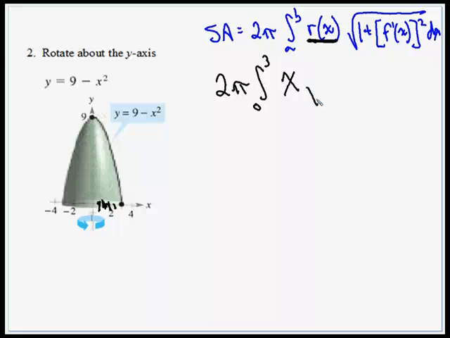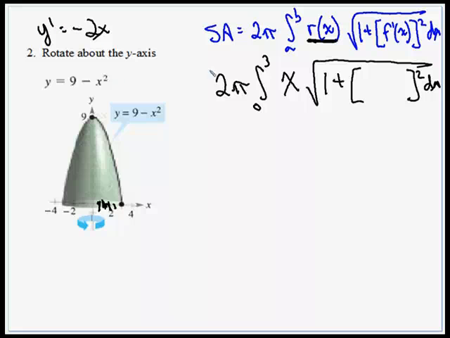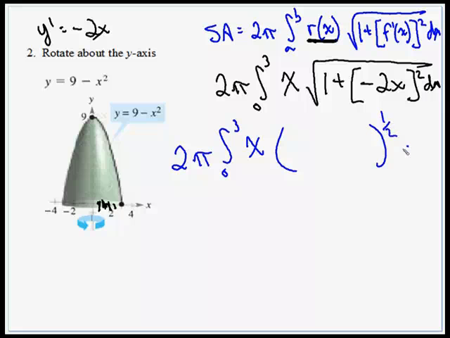Let's see, finishing off our formula, we have our radical 1 plus the derivative quantity squared. Well, if y equals this, y prime is equal to negative 2x. So we're going to have a negative 2x quantity squared. And now let's try to simplify this a bit. We have our 2 pi, integral from 0 to 3, x out front, and let's put it in rational exponent form. So inside the radical, 1 plus negative 2x quantity squared. Negative 2x times negative 2x is positive 4x squared.